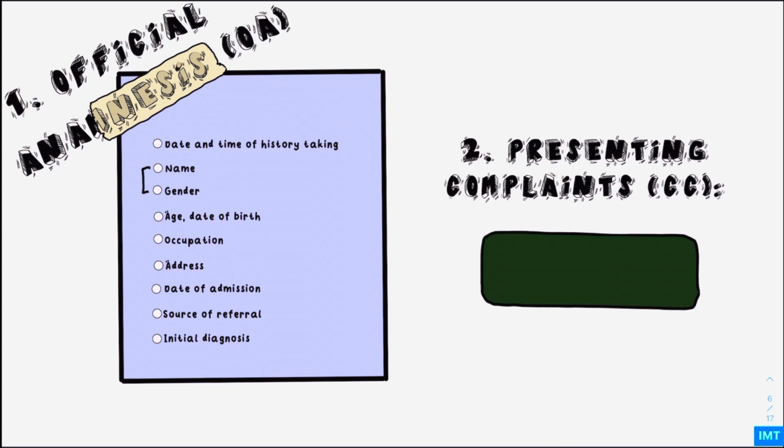Next, date of admission, source of arrival. Source of arrival: whether the patient comes to you by himself or herself, by ambulance, or is sent by a clinic or polyclinic. Next, we have the presenting complaints. What are they? The presenting complaints reflect the main disease, the main cause that brought the patient to the hospital, okay?